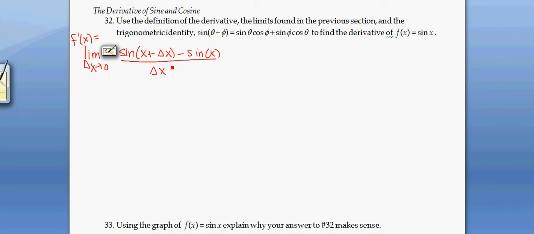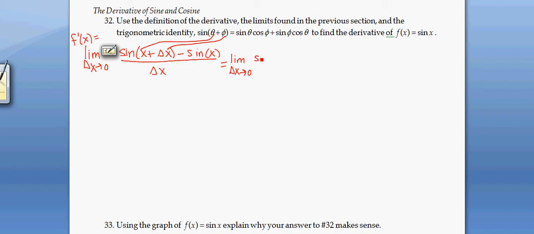Now, that's not helpful, but I do have this identity here that says that sine of something plus something is equal to this long mess here. So I want to apply that where my theta is my x and my phi is my delta x. The reason I'm doing that is I'm trying to simplify. The only way I know how to simplify is to use some way to actually expand sine of x plus delta x. So this identity tells me how to do that.